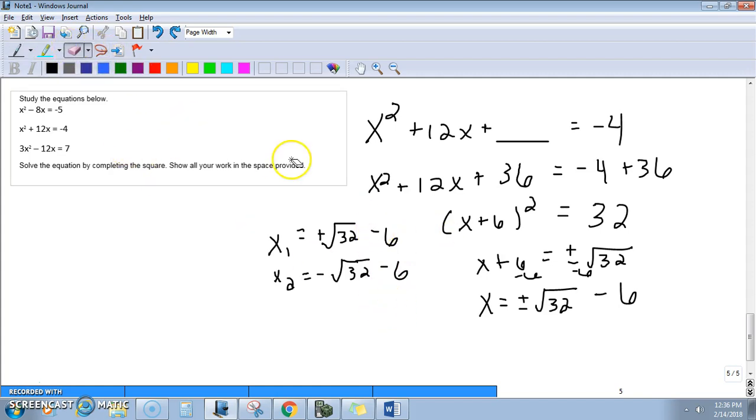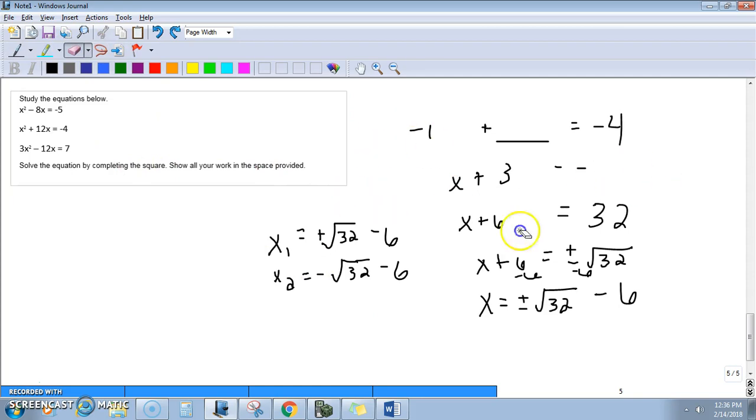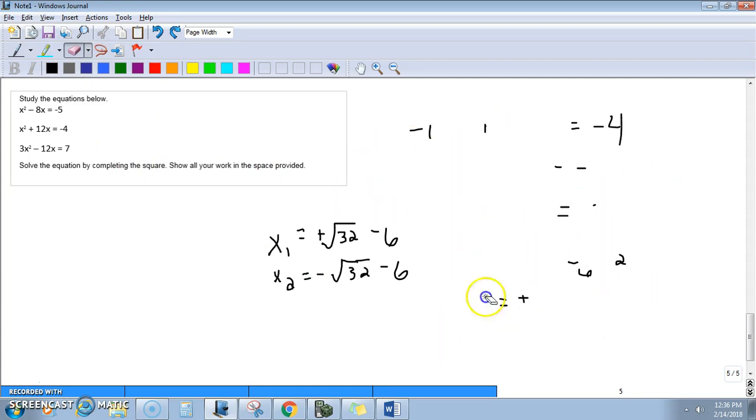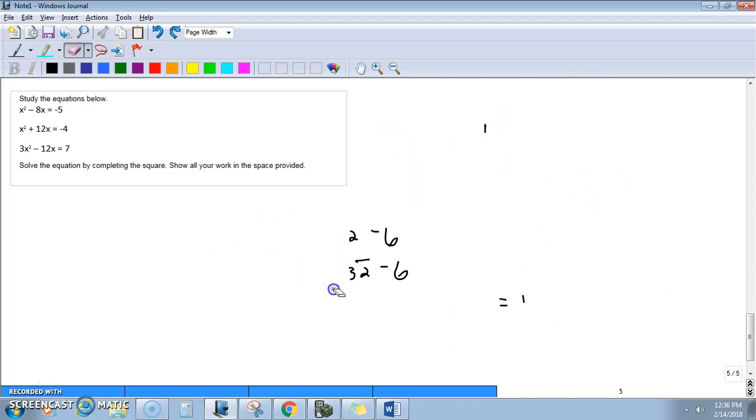Okay, last one, and then people are desperately trying to get in here for lunch, but I want to finish this so you guys have it uploaded. The last question, completing the square. Please, please try to do it on your own.